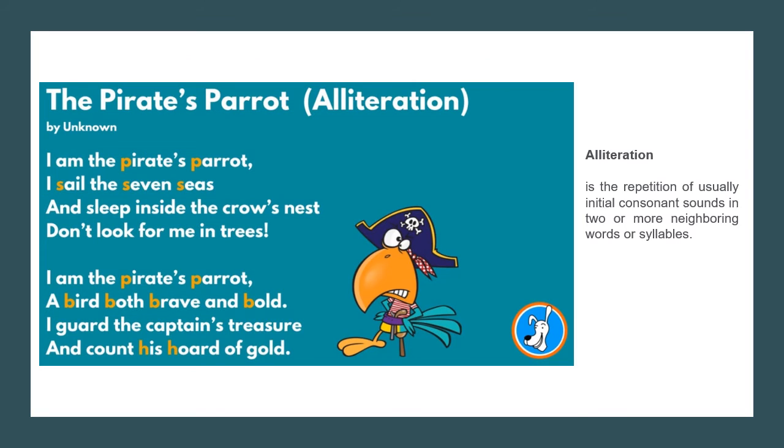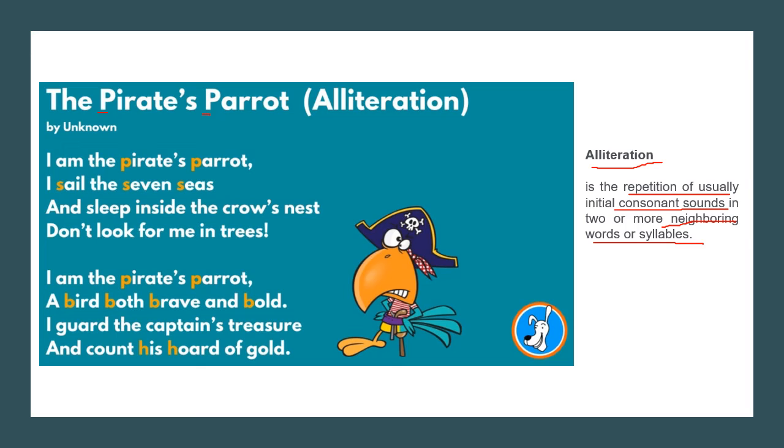Next we have alliteration. This is the repetition of usually initial consonant sounds in two or more neighboring words or syllables. You can see this usually in a tongue twister actually. Again, it is the repetition of the initial consonant sounds. For example, the pirate's parrot. So we have the P, the initial consonant P, pirate's parrot.